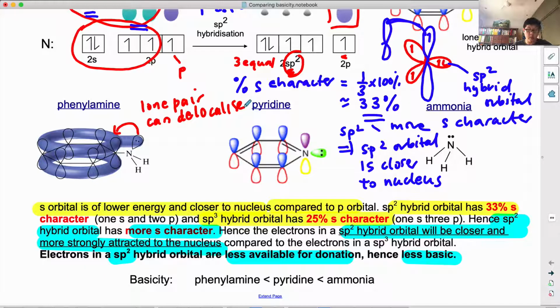Into the pi electron cloud of the benzene ring. So it can delocalize, which implies the lone pair is less available. All right, so this one is least basic. Can I say that? It's least basic.